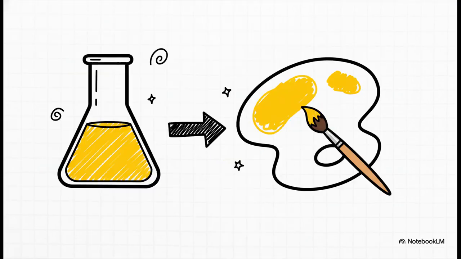Pretty amazing. And get this, that vibrant yellow solid wasn't just some weird thing in a lab. For a time, it was actually used by artists as a pigment. They called it iodine yellow. It's a perfect example of chemistry creating something beautiful.